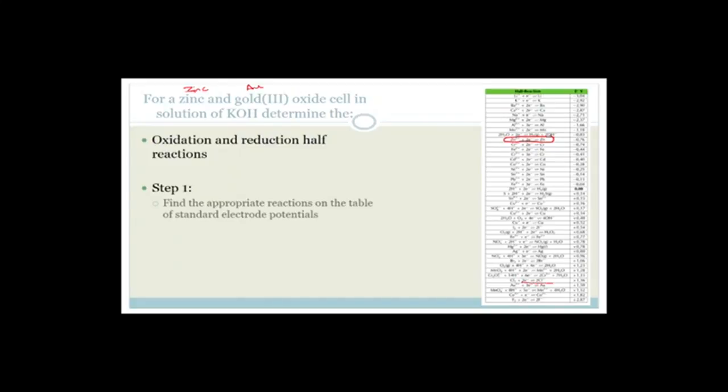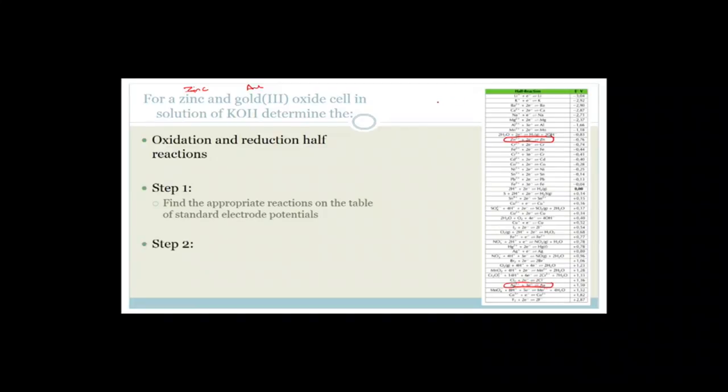Now, I know that this table is incredibly small for you guys, and I apologize about that. What I'd like to suggest, as I say all the time, is that you really should have your formula sheets and your redox tables with you whenever you are doing science, whether you're watching a video on it or studying it. So I would suggest that you make a plan to have your redox table, whether in the textbook or in your notes, with you, so that you can go through these examples with me. So step one, find appropriate reactions on the table of standard electrode potentials. Done.